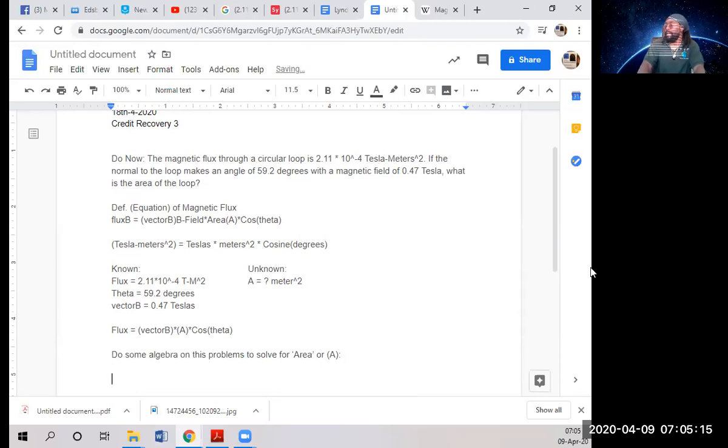This is our next objective. So next, what do we do? Well, let's rewrite the equation and begin working on it. So I'm going to take this here. And now I want to solve for my area.